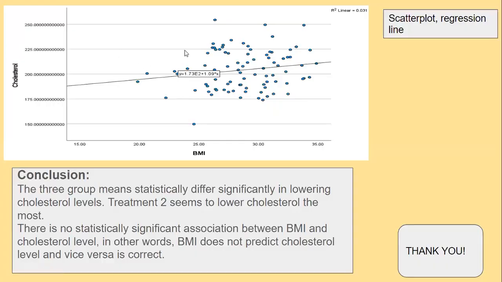And also here, we are showing the regression on a scatter plot, and we can see here the regression line is not sloping upward or downward.